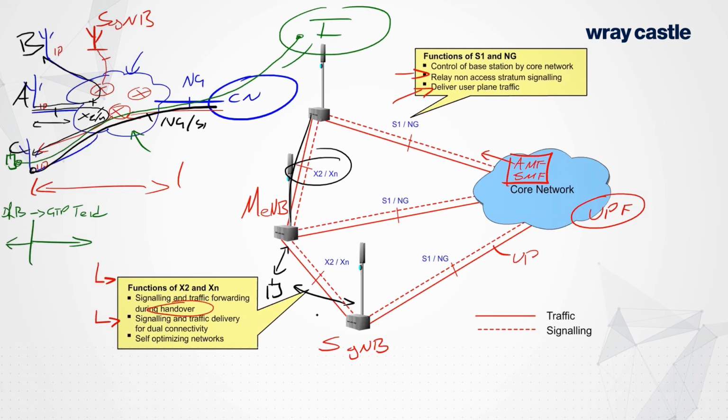You could get away with building an LTE network without the XN. You didn't need it necessarily. It was useful to have nonetheless. But the XN interface, in support of those various combinations, those various options, almost becomes a mandatory interface.